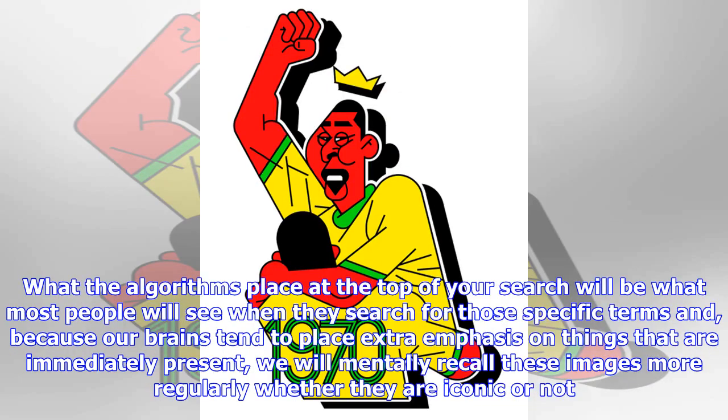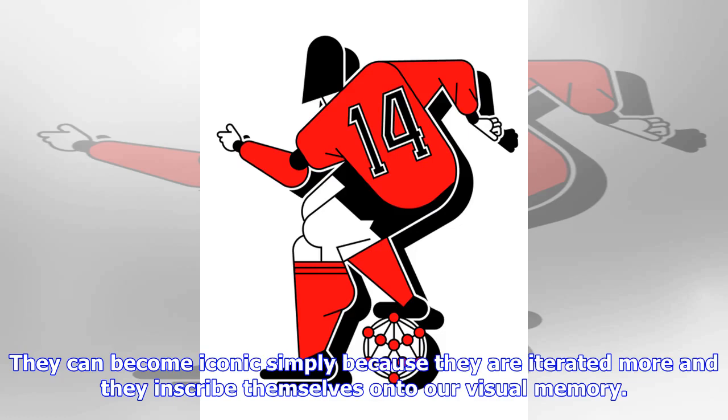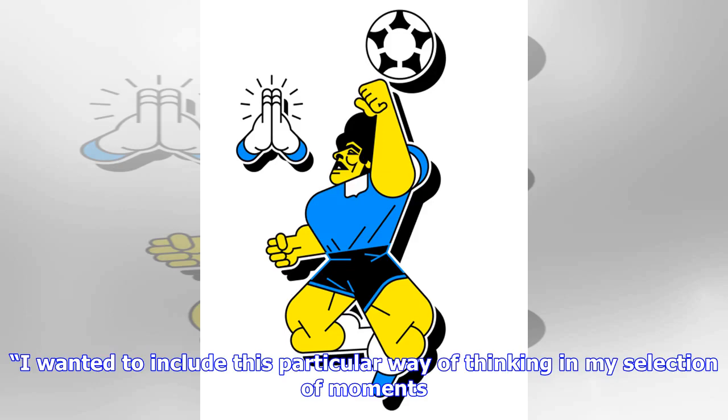What the algorithms place at the top of your search will be what most people will see when they search for those specific terms, and, because our brains tend to place extra emphasis on things that are immediately present, we will mentally recall these images more regularly whether they are iconic or not. They can become iconic simply because they are iterated more and they inscribe themselves onto our visual memory. I wanted to include this particular way of thinking in my selection of moments.